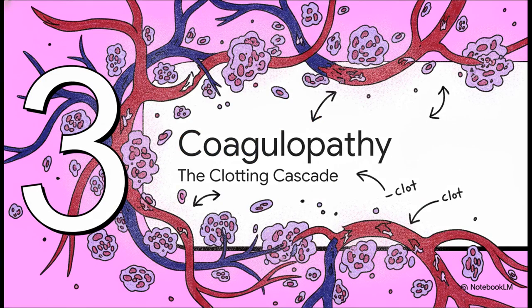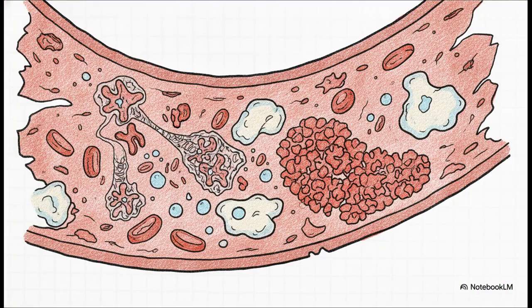Section 3. Coagulopathy and microthrombi, the clotting cascade. As these blood vessels leak and break down, they kind of become this deadly, sticky trap for circulating cells. Let's build a quick mental cheat sheet for sepsis-induced coagulopathy and DIC. First up, the causes and pathophysiology. Endothelial injury triggers a massive prothrombotic response.